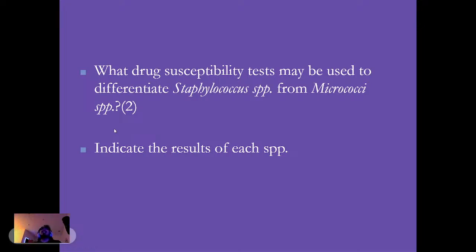Okay. Drug susceptibility tests that can be used to differentiate staph species from Micrococcus species. We can use antibiotics to differentiate them. The lysostaphin test could be used, and another one is bacitracin. Lysostaphin, from the name itself, will lyse staph, so staph would be sensitive. Micrococcus, on the other hand, will be resistant. Bacitracin has the opposite reaction. Staph species will be resistant to bacitracin, while Micrococcus will be sensitive to bacitracin.